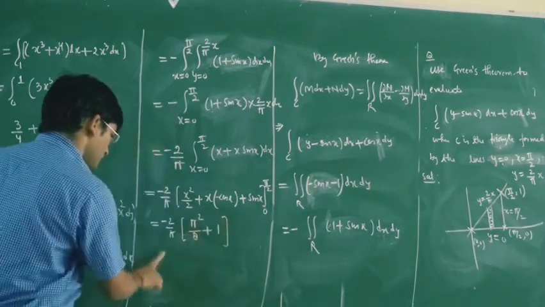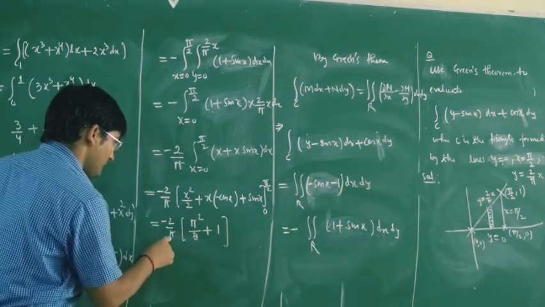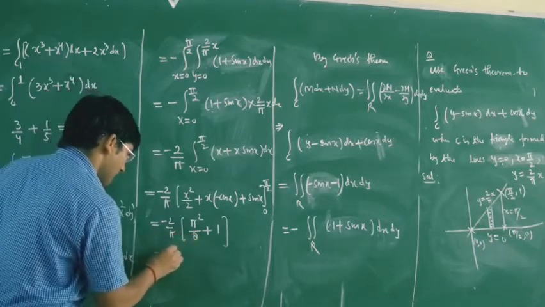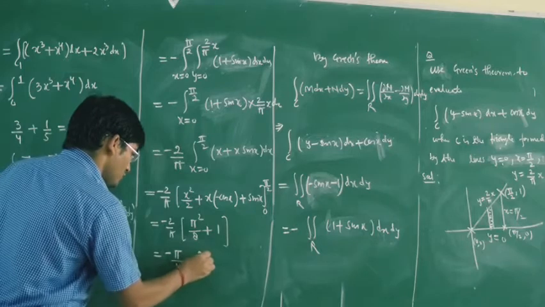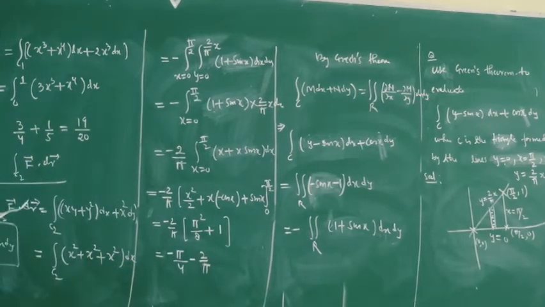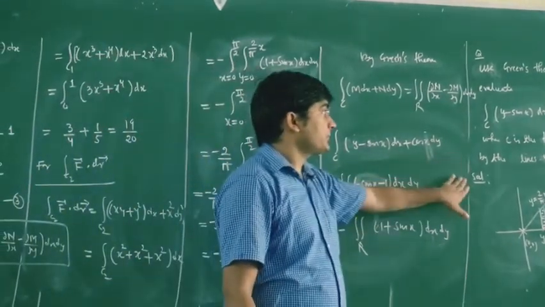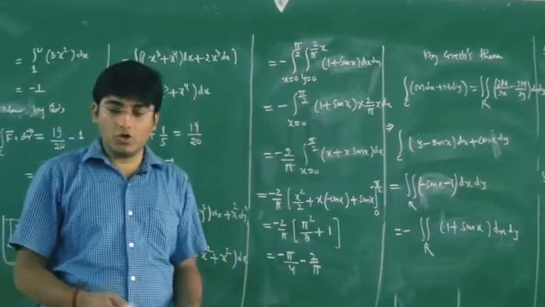Now if you send this minus 2 upon pi in the bracket, then we will have minus pi upon 4 minus 2 upon pi. This minus pi upon 4 plus 2 upon pi is your answer of this new problem. So this is our answer when we have taken our n as cos x.